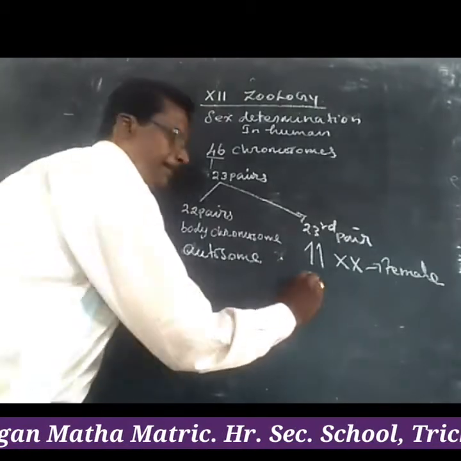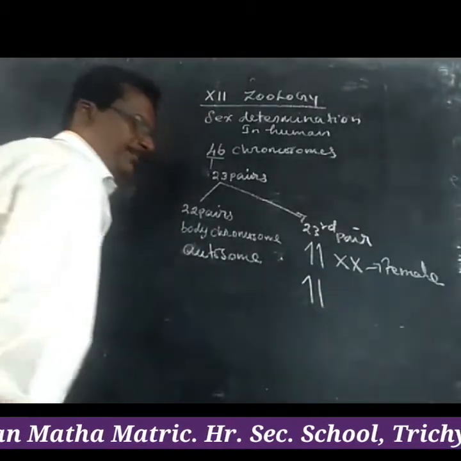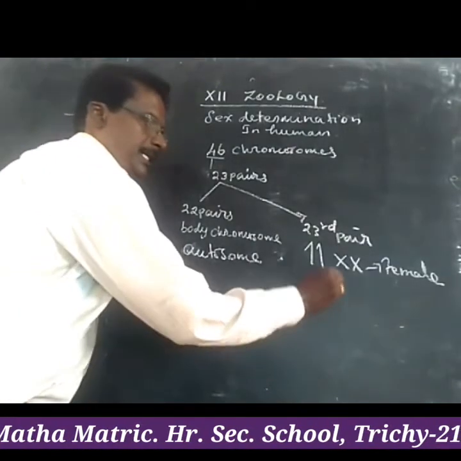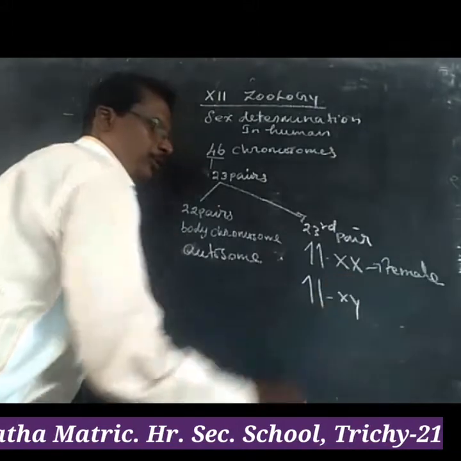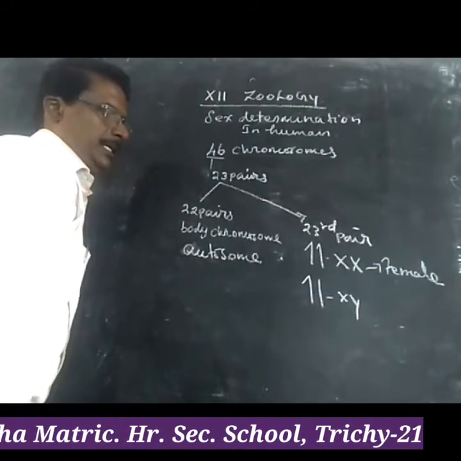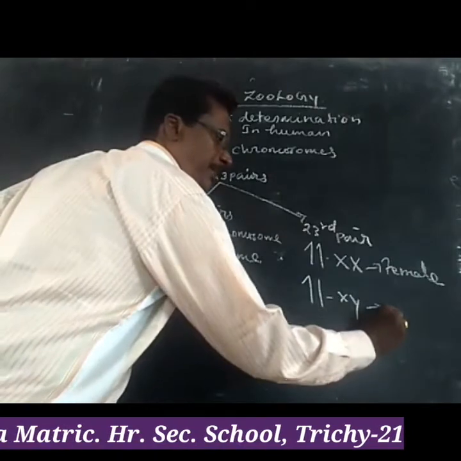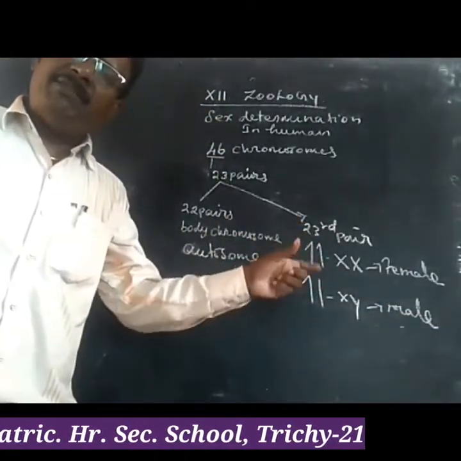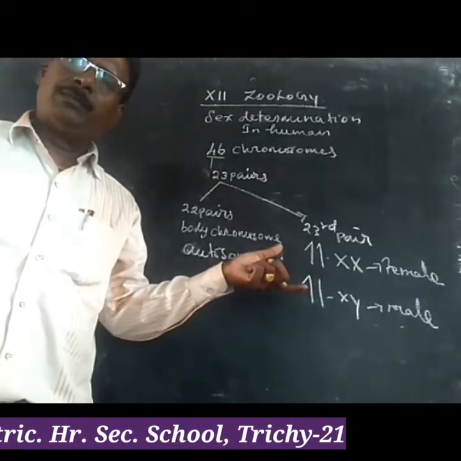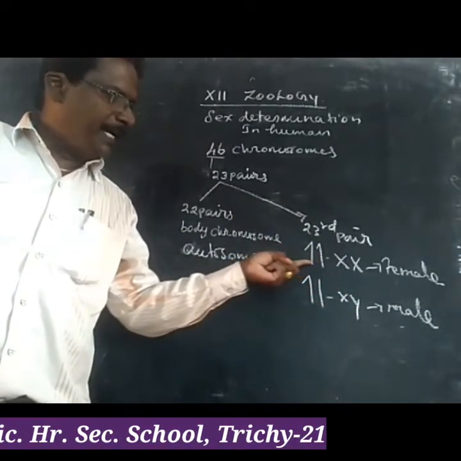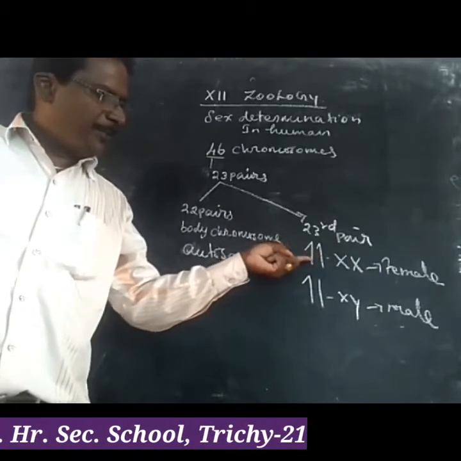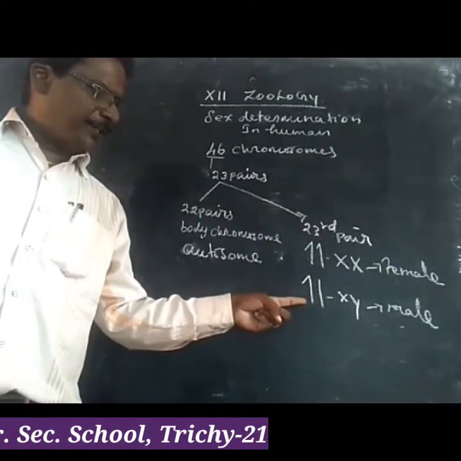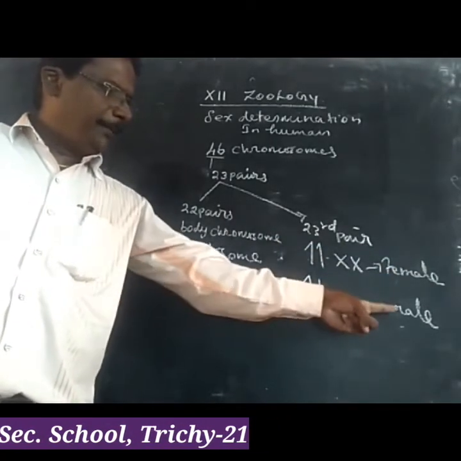But if the 23rd pair is dissimilar, it is called XY chromosomes. XY chromosomes determine the male character. Here XY is a representation. If both the chromosomes are identical, with the same structure, it is called a female. If they have a different structure, it is called a male.